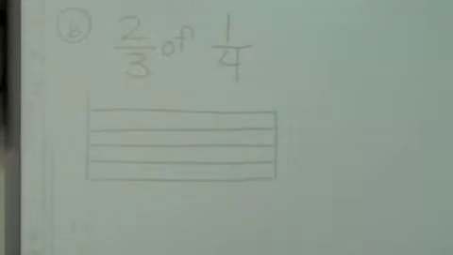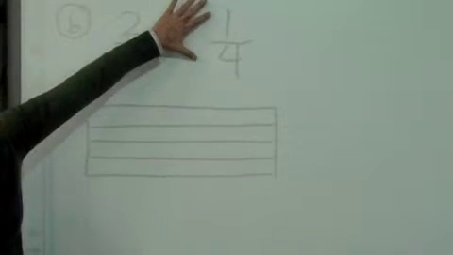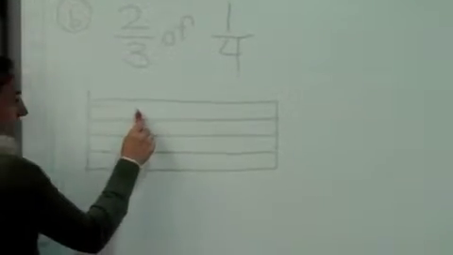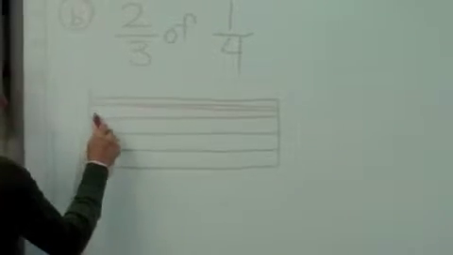Now, how many of those fourths do I have? Stephanie? How many fourths? It says I have what? You have 1/4. I have 1/4. So I'm going to draw my nice horizontal lines across that top fourth.